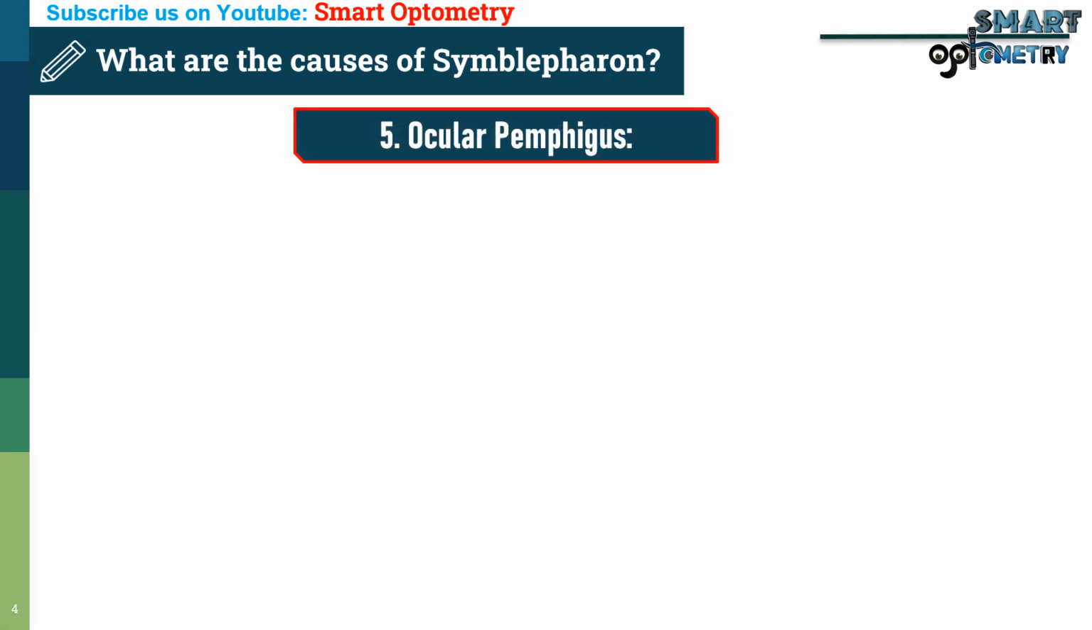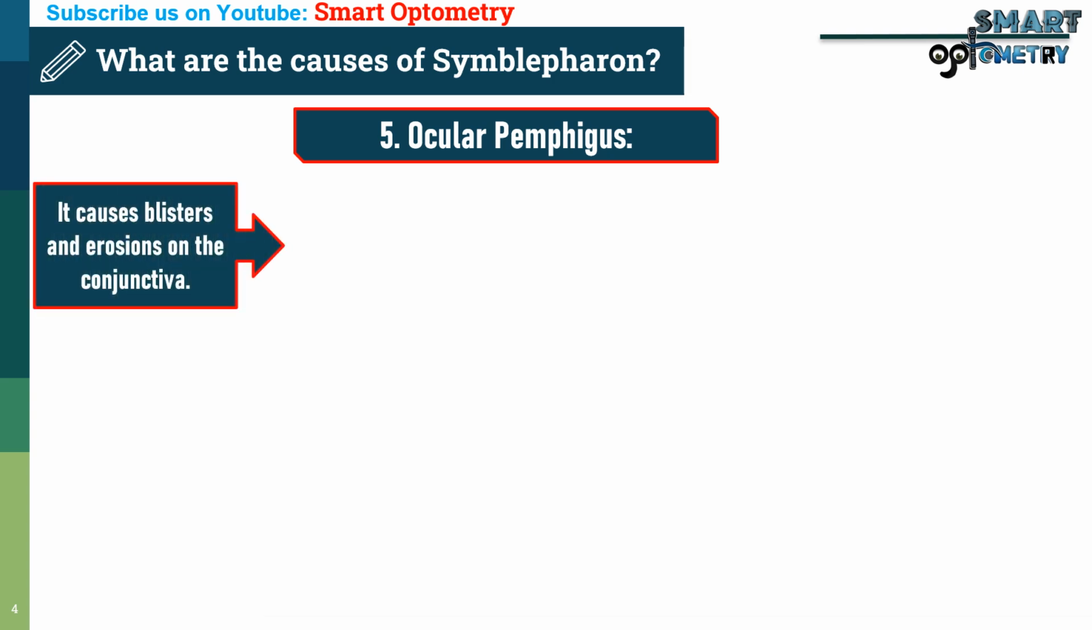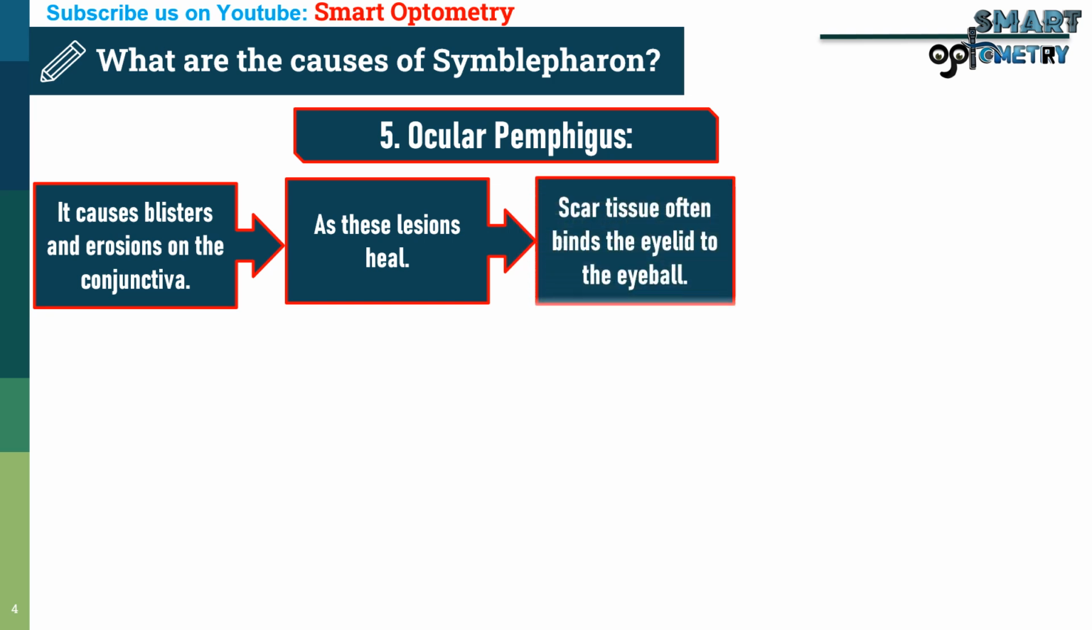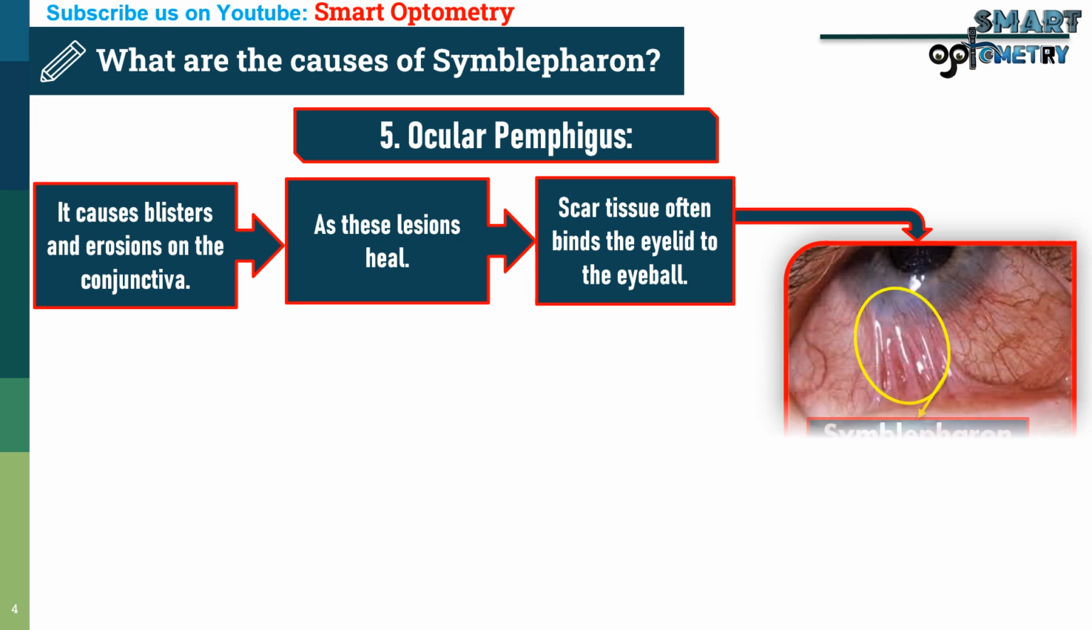5. Ocular pemphigus. Ocular pemphigus causes blisters and erosions on the conjunctiva. As these lesions heal, the scar tissue often binds the eyelid to the eyeball, forming Symblepharon.